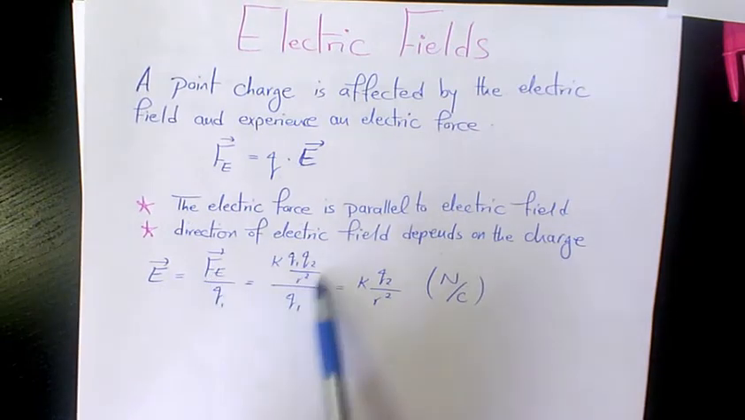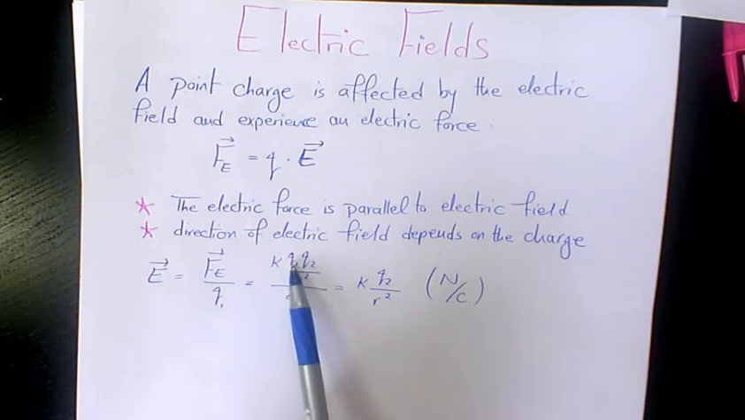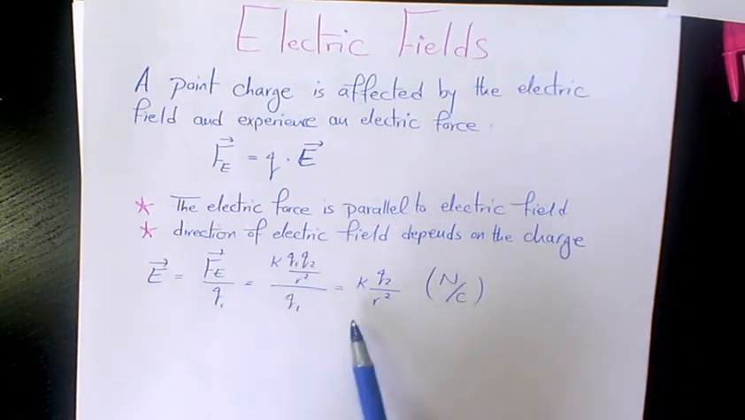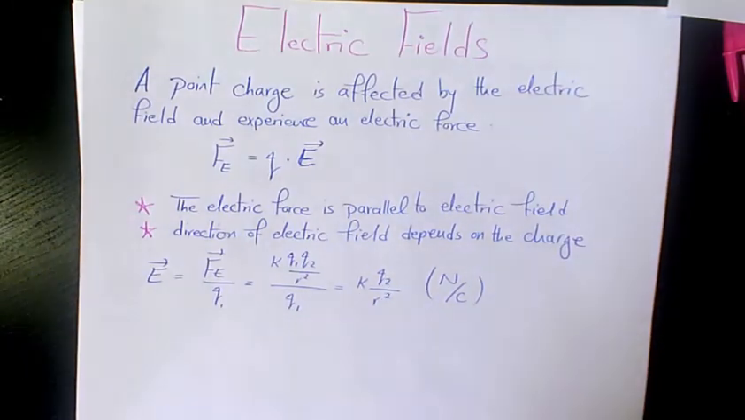Electric force, we can derive it like this based on Coulomb's law: K times Q1 Q2 divided by R squared. So these Q1 and Q1 cancel out, and we have K Q2 divided by R squared. And the unit for electric field is Newton per Coulomb.